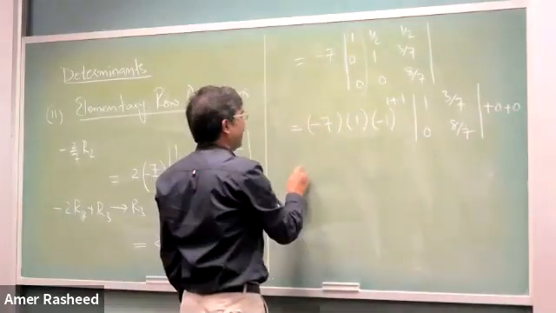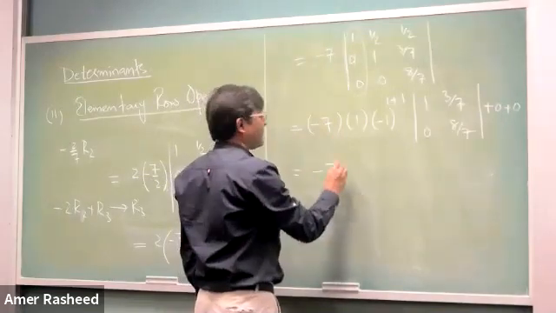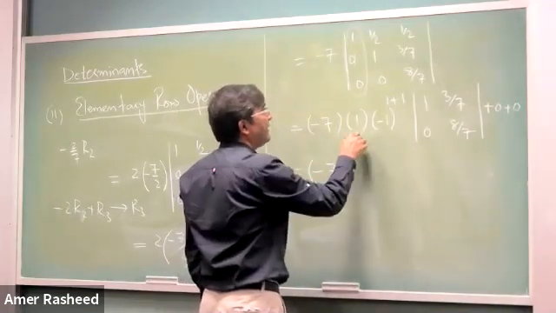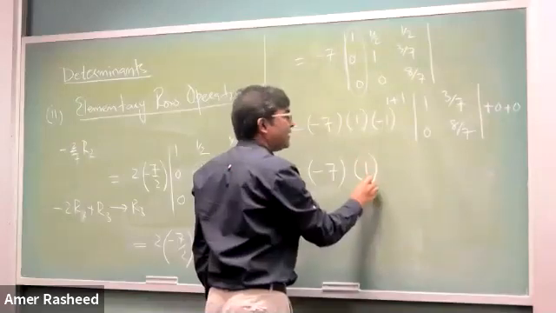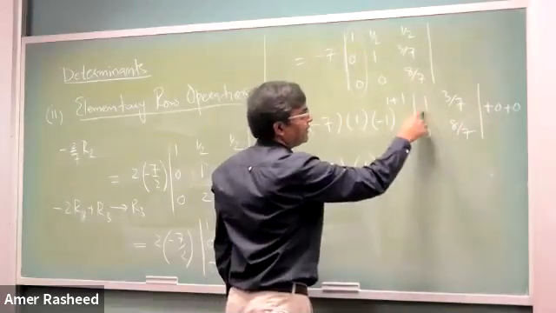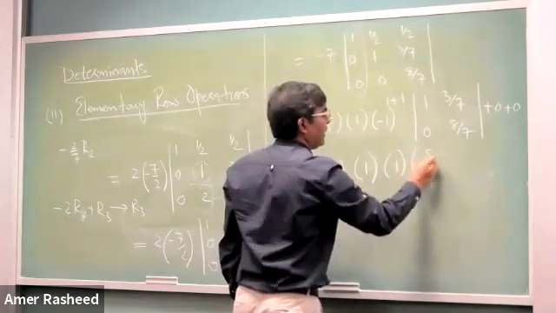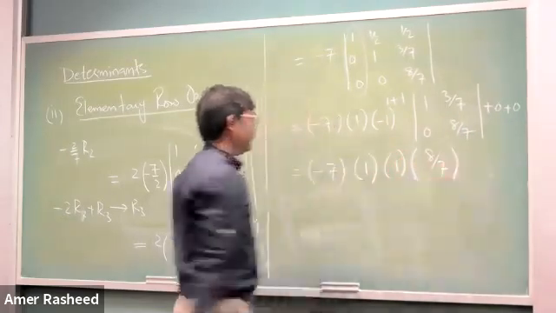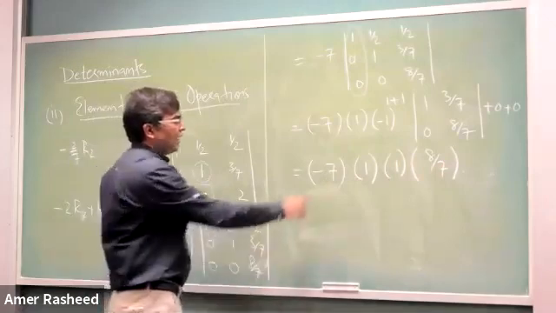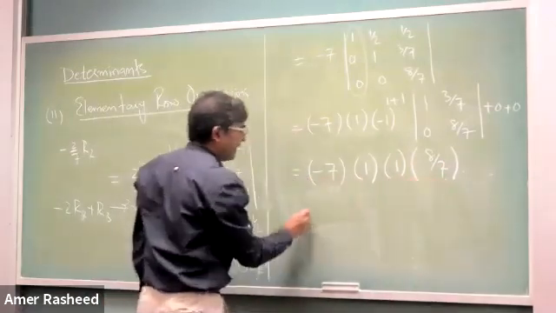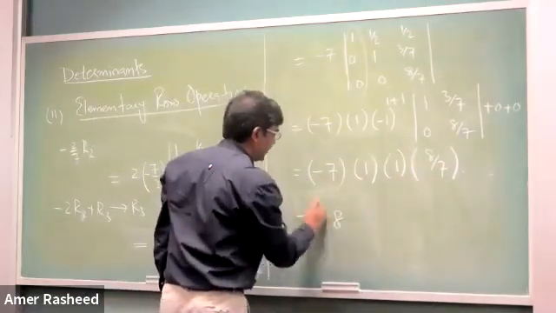So what do you get here? -7, that was already there. What came here? 1. Then what came here? This into this minus this into this. It means 1 into 8/7, this. Now the 7 and 7 cancel and you get -8. This is your determinant.